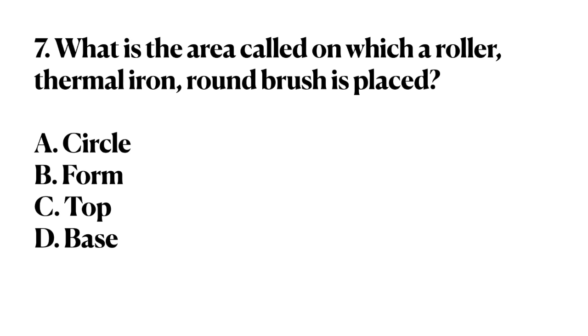Number 7. What is the area called on which a roller, thermal iron, or round brush is placed? A. Circle. B. Form. C. Top. D. Base. The answer is D. Base.